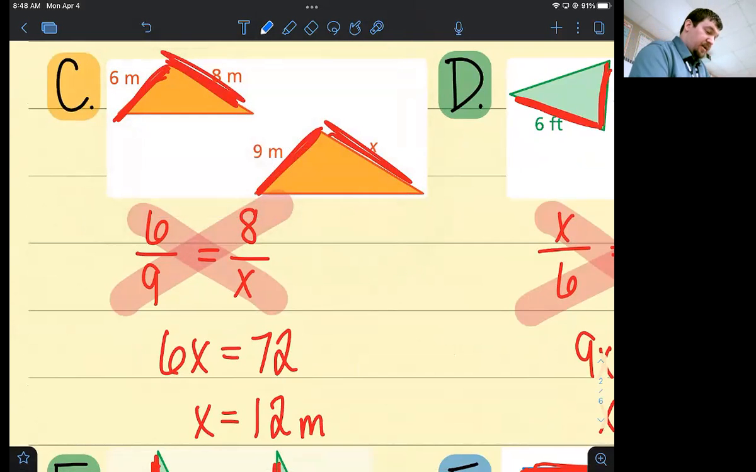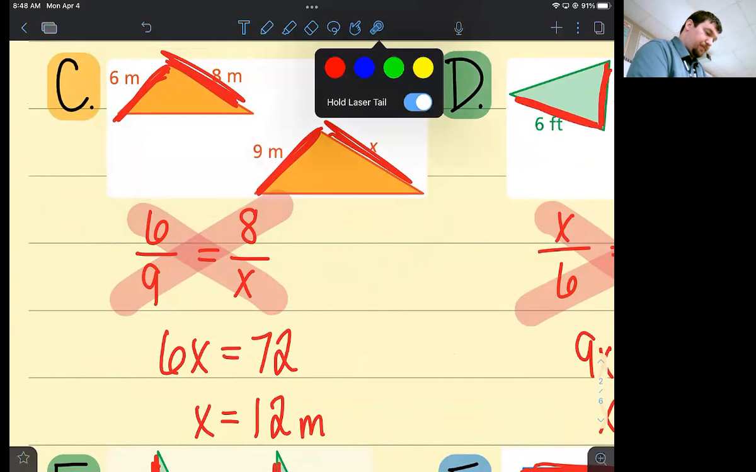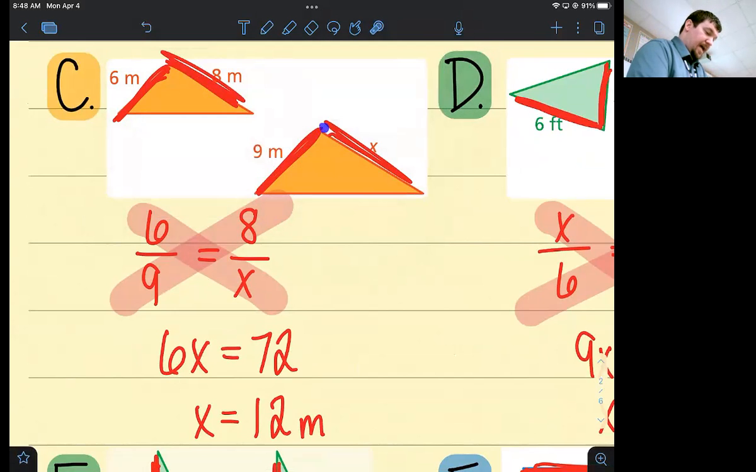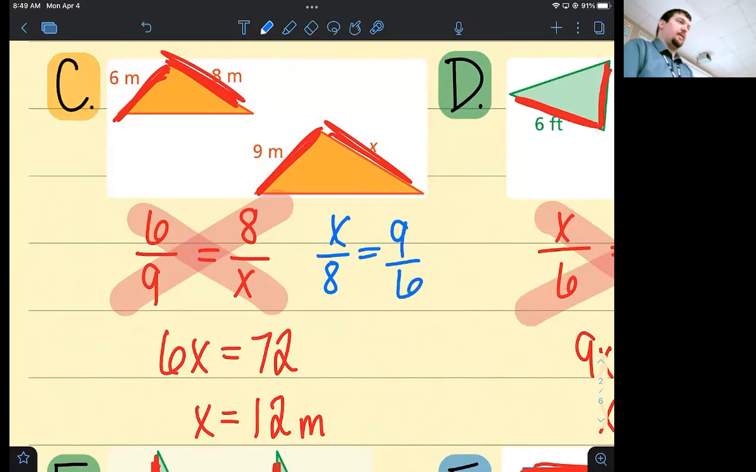I could have done, instead of doing 6 to 9, X is to 8 as 9 is to 6. That would have given me the same thing. And here's why that's the same thing. The X and the 6 are still diagonal from each other. So when I cross multiply, I still get 6X equals 72, which means I'm going to get 12 again.